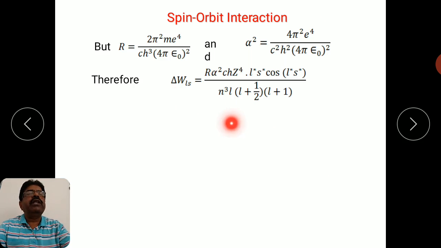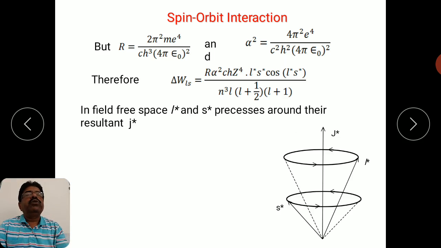So delta WLS, the interaction energy, is R alpha square c h Z raised to 4 into L star S star cos of L star S star upon n cube L in bracket L plus half in another bracket L plus 1. Now if you consider this precession, in field free space, L star and S star precess around their resultant J. So this is L star and this is S star, they will precess around this resultant J, because J represents the total angular momentum, S the spin angular momentum, L the orbital angular momentum. So the resultant of these two will be the total angular momentum. So these two vectors S star and L star will precess about the direction of J star. That will form a cone.